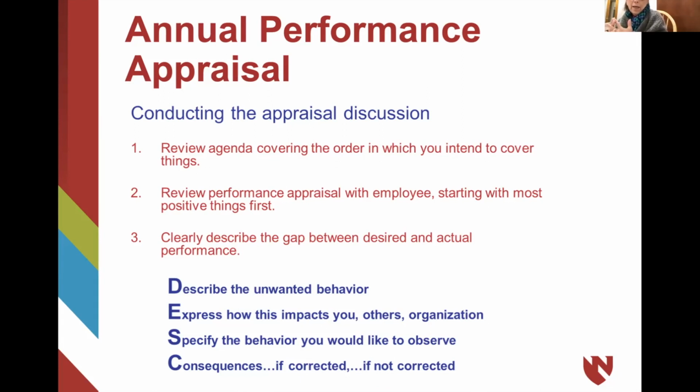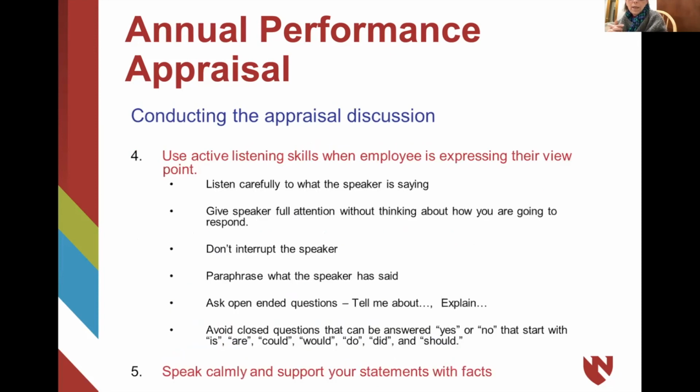Clearly describe that gap between the desire and the actual performance. Describe the unwanted behavior. Express how this impacts you, others, the organization. Specify the behavior you would like to observe and consequences if not corrected. Next.